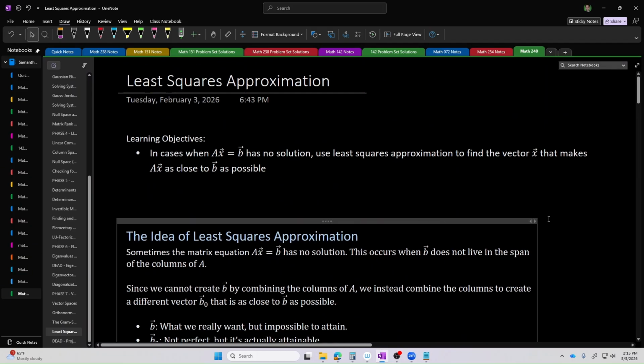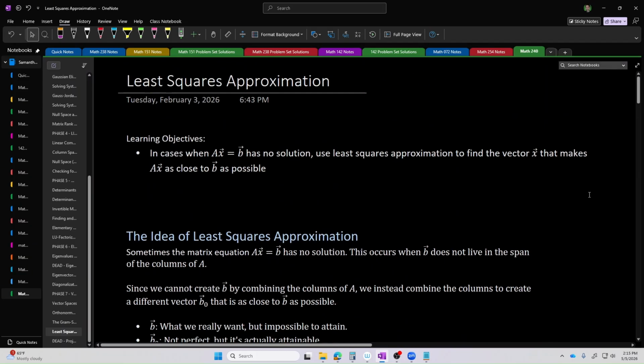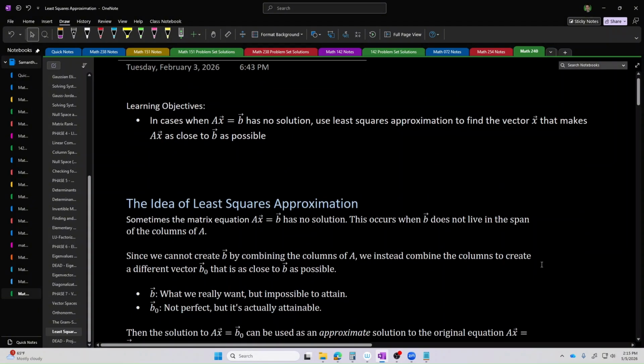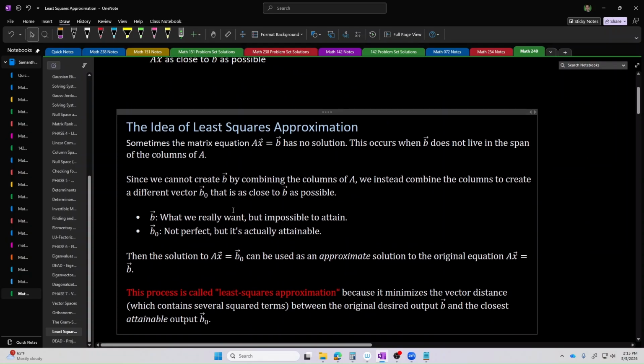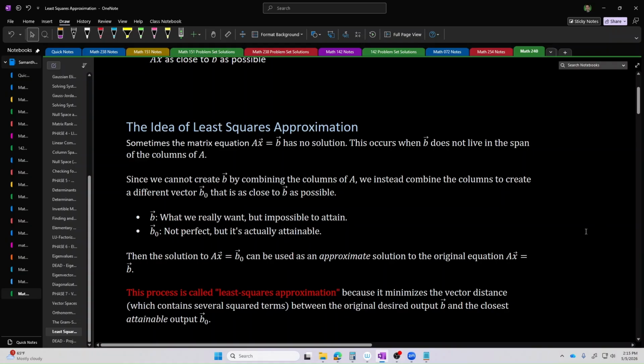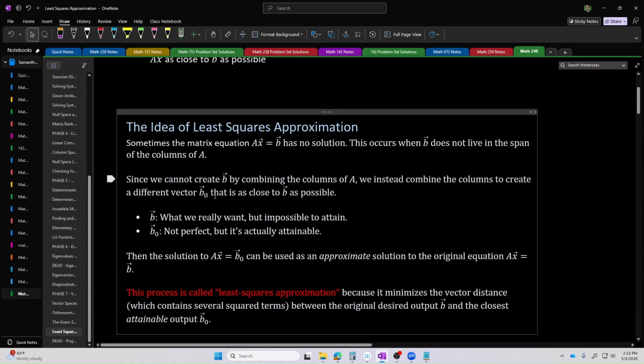In this video, we talked about the process of least squares approximation. Least squares approximation is a process that we use when we are trying to solve a matrix equation AX equals B that doesn't have a solution, so we basically try to get the next best thing and generate an output that is as close to B as possible.